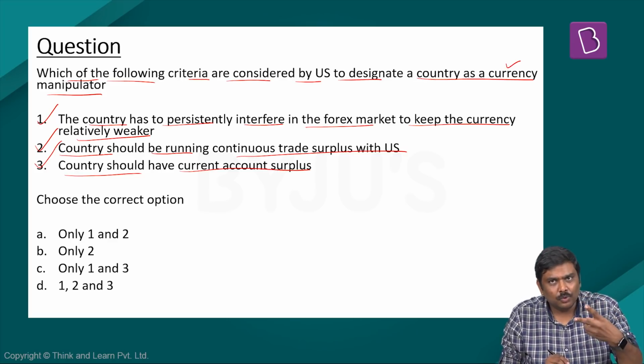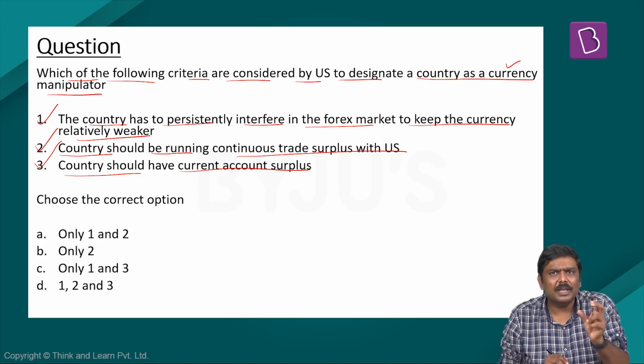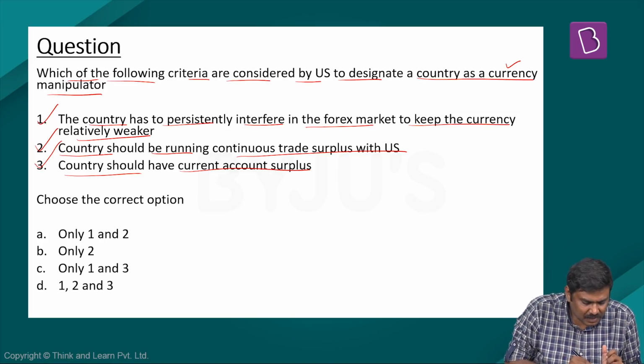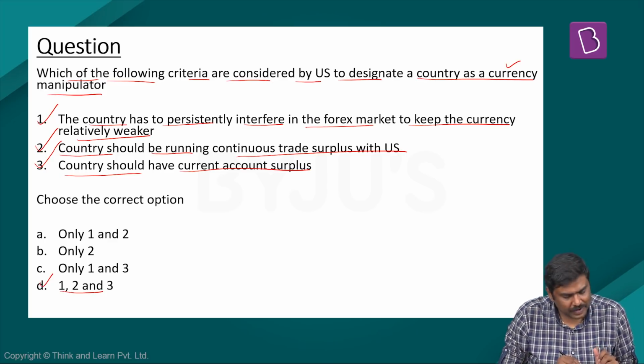If any two are applicable, then it will be kept under the watch list, just like India. So based on this analysis, the right option will be option D, 1, 2 and 3.